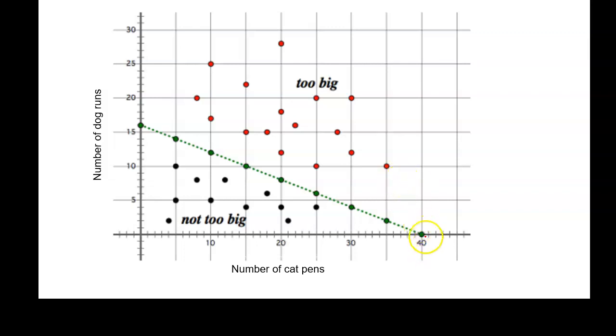We can also see that our x-intercept here at 40 represents all cats, 40 cats and no dogs, and our y-intercept at 16 represents 16 dogs and no cats. It's also important to notice the relationship between the points that are just right. It's a linear relationship. And so we'll talk about that a little bit more in just a moment.